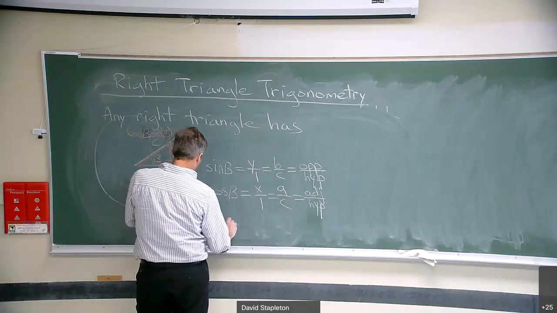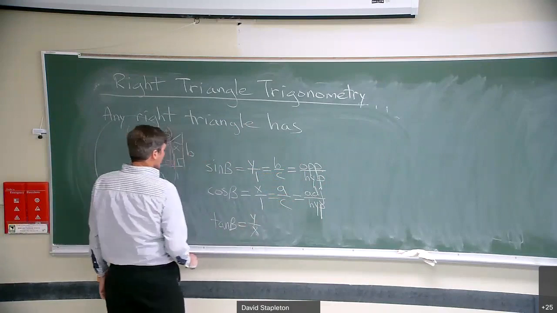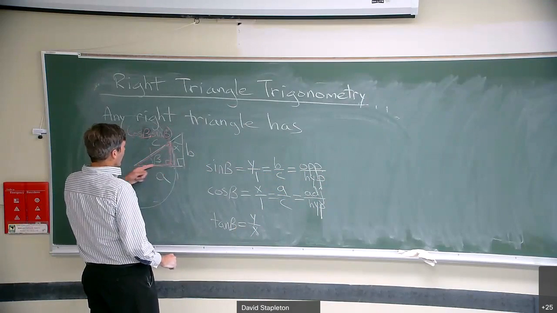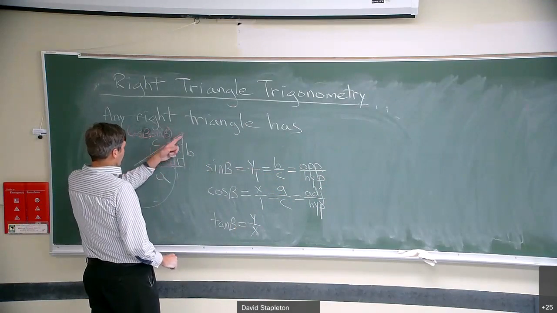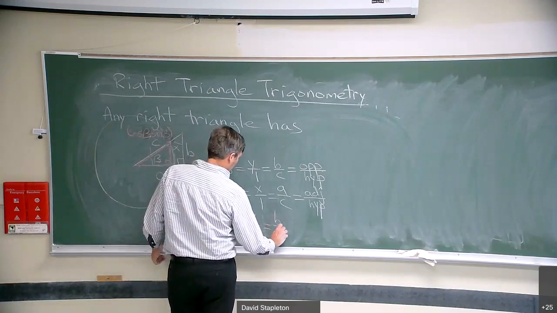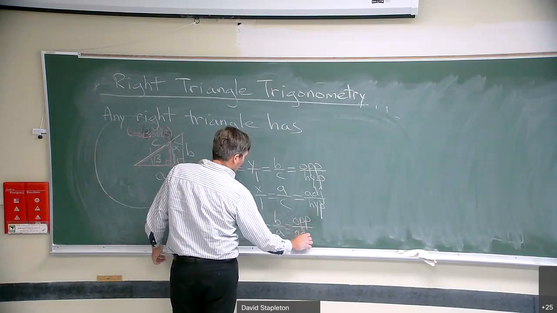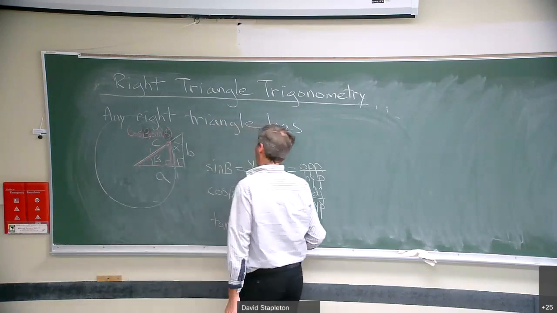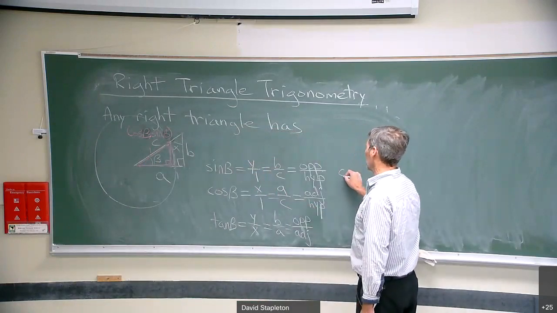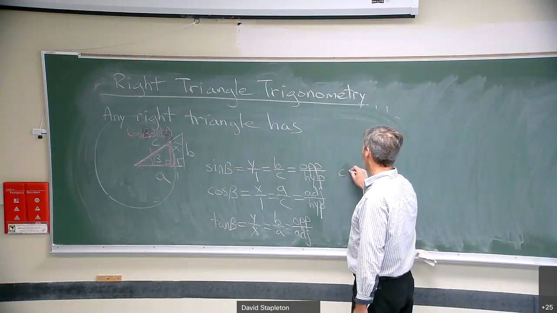Similarly, if we go to construct the tangent, we know that's supposed to be y over x, but y over x in the unit circle is the same as b over a in the triangle, which is the opposite side divided by the adjacent. Now, by the reciprocal identities, or by doing the same thing in the triangle, it doesn't matter, we can just turn these upside down and get the other three.